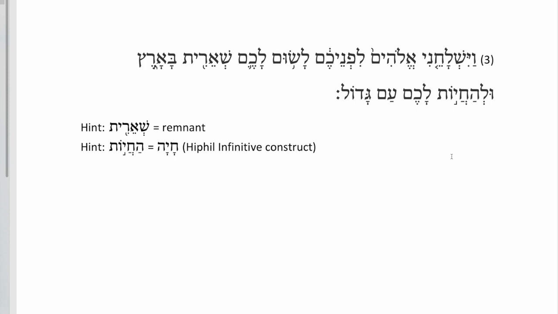Lasum lachem she'erit ba'aretz u le-ha-chayot lachem am gadol. So, vayishlacheni, we saw that verb in the previous verse.